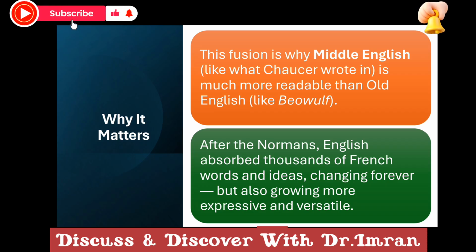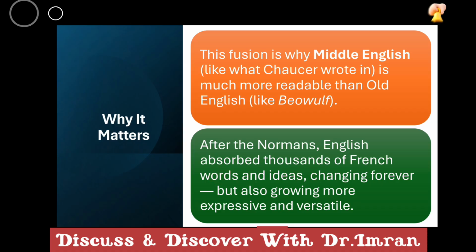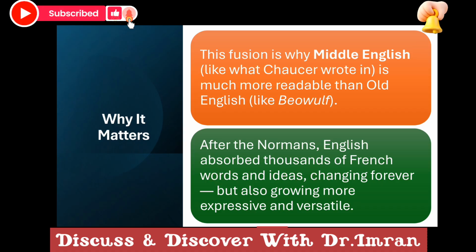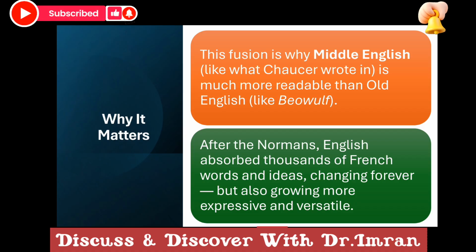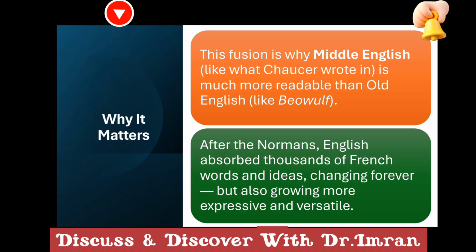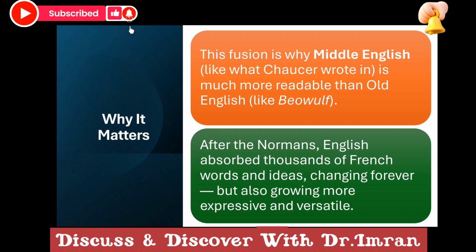Like Beowulf. After the Normans, English absorbed thousands of French words and ideas, changing forever but also growing more expressive and versatile. So we are talking about this French influence, the vocabulary which was taken from the French language, enriching the English language. So thousands of words were taken from the French language, or they had French origin. It enriched the English language, and it made the English language more expressive and versatile, as we are using it today.